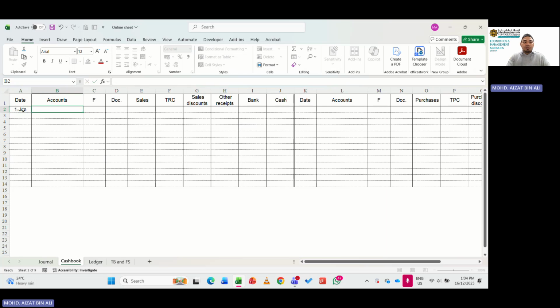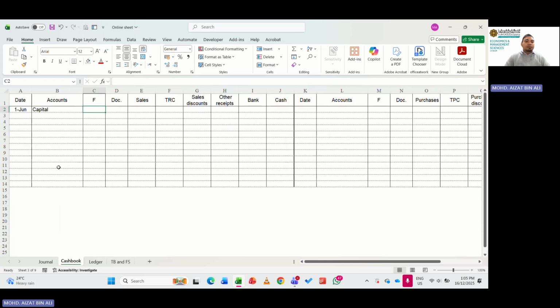1st June. What is the account here? The account would be capital. Why? Because this is the start of business. We just commenced the business, so the particular would be capital. If it is an older balance, it would be balance b/d. You have to remember this, because if you record this wrongly, your marks will get deducted.